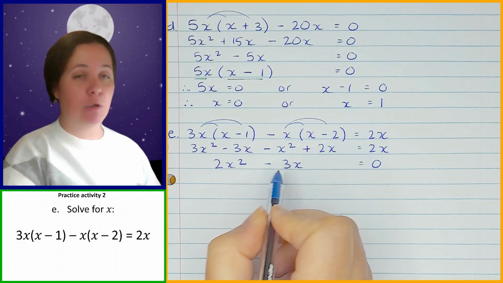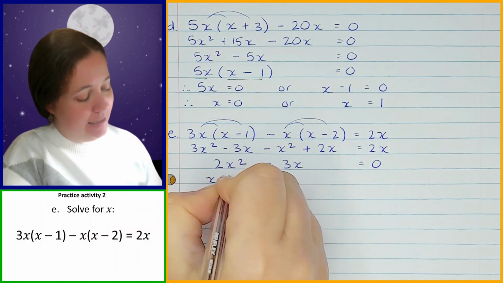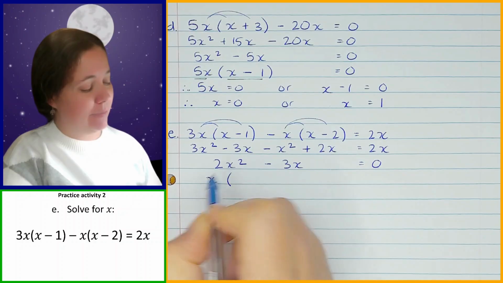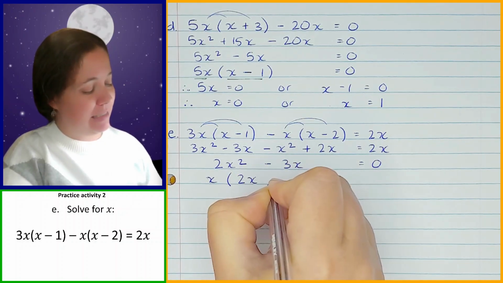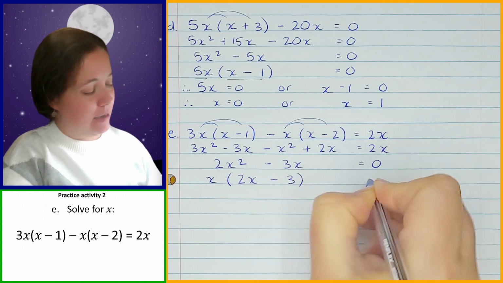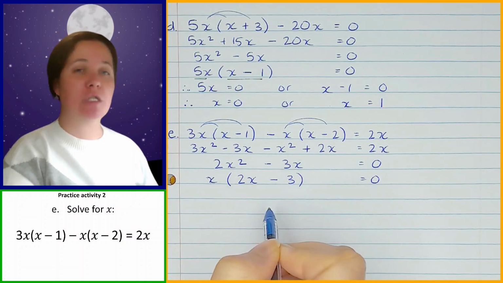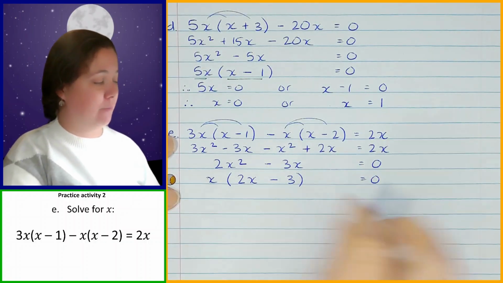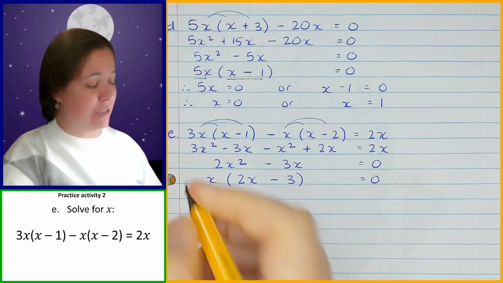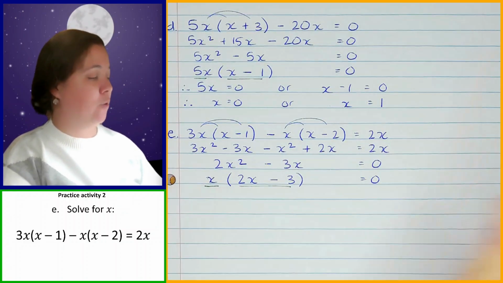So to factorize, I'm going to take out the common factor of just x in this case. So over here, x, and then 2x squared divided by x is 2x, and negative 3x divided by x is minus 3 equals 0. So I've got x and 2x minus 3. Now I'm going to go and solve for x in both of the two factors. So I'm going to put each factor, in this one x and 2x minus 3, equal to 0 separately.